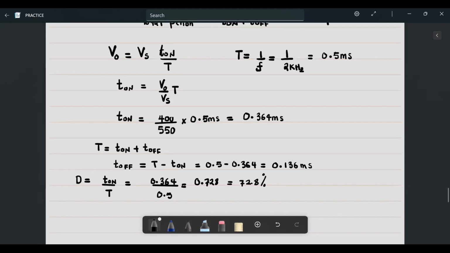100% duty cycle means that it's on throughout. So 72.8% is the duty cycle, in case the question asks you to find the duty cycle for this. So I can do the calculations here. Any question?